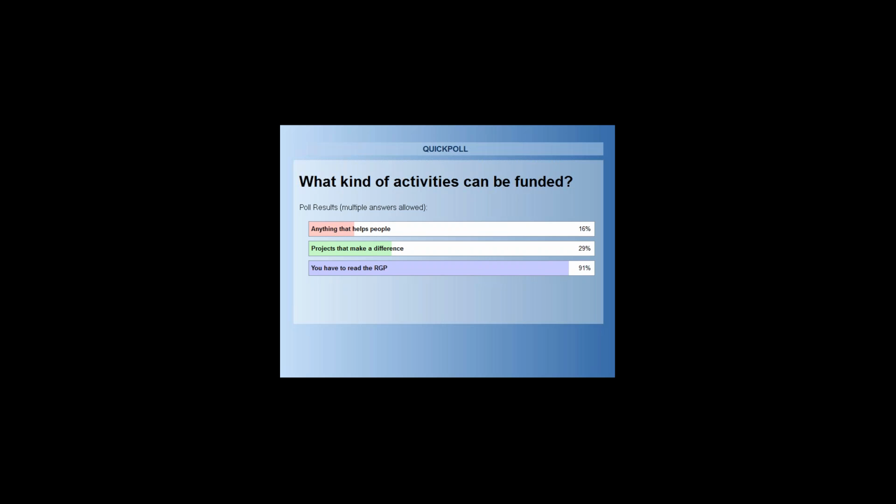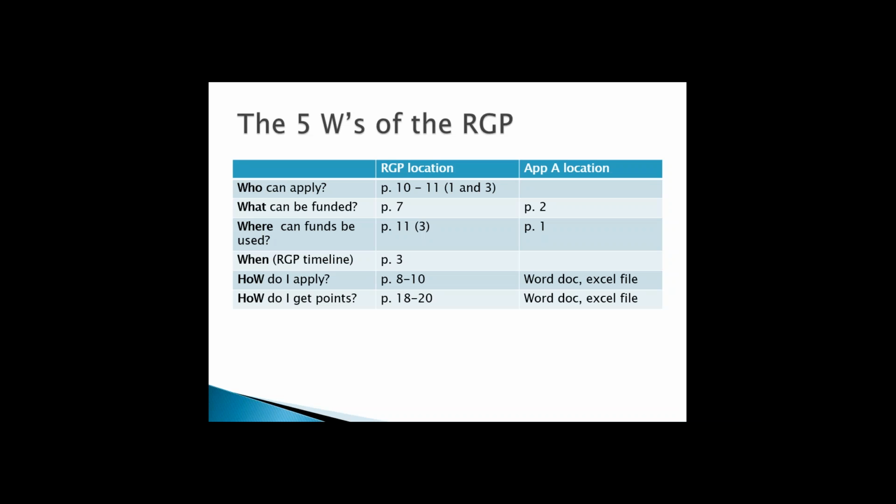The key is you have to read the request for grants proposals. However, we do look for something that will help people, which is the response to number one, as well as projects that make a difference. Both of those things fit into the scoring that we've put into the request for grant proposal process. So they're all correct answers, with you have to read the RGP to be the most correct one. I'm going to hide the responses at this point and do one more question before I continue on with the webinar.